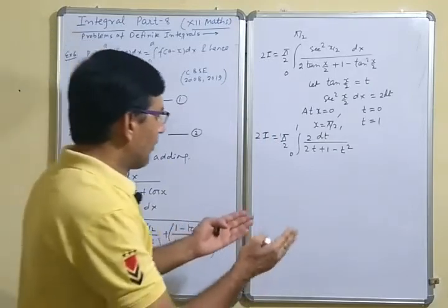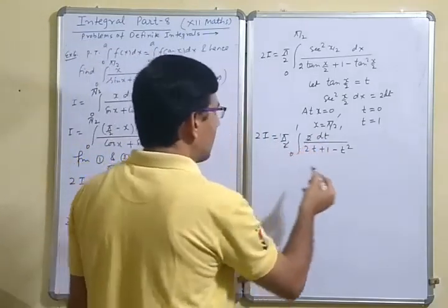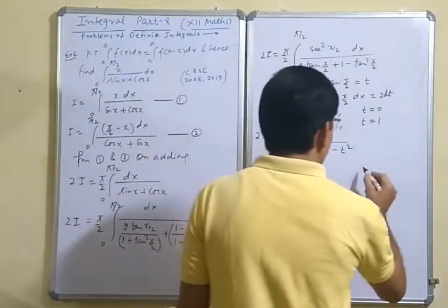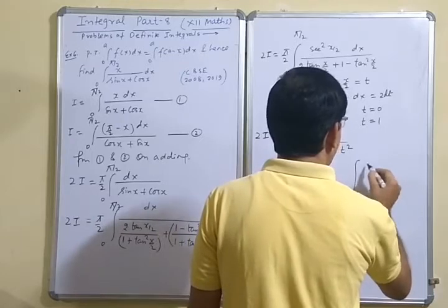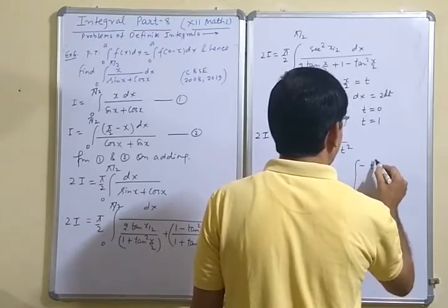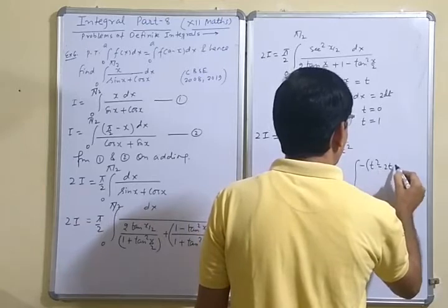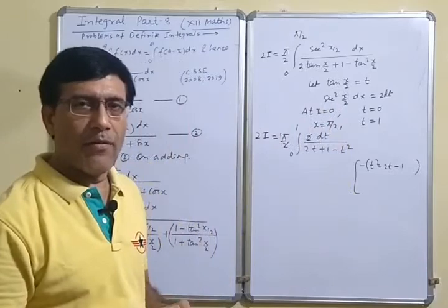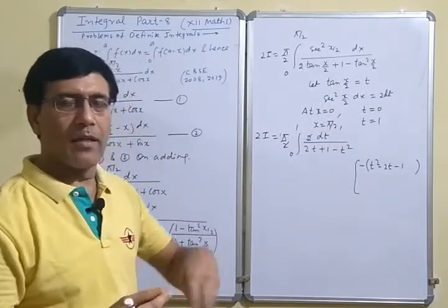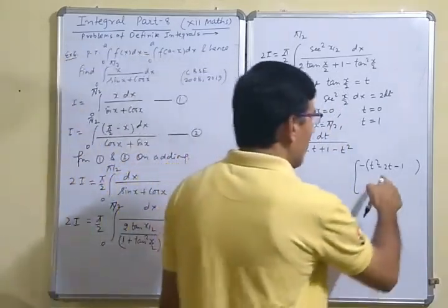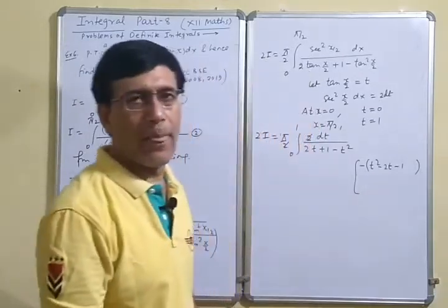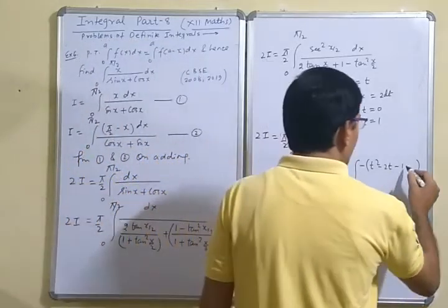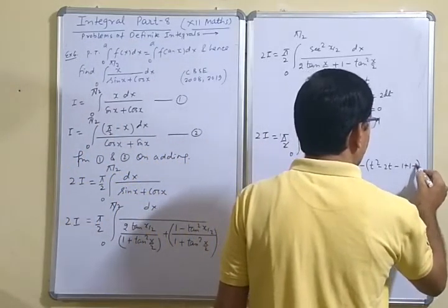So now the factor 2 cancels out. Now you factorize this to convert it into the form of a standard integral. Take a minus sign common, so it becomes t square minus 2t minus 1. Now take half of the coefficient of t, that is minus 1, and add and subtract minus 1 whole square, that is 1. So just add 1 and subtract 1.